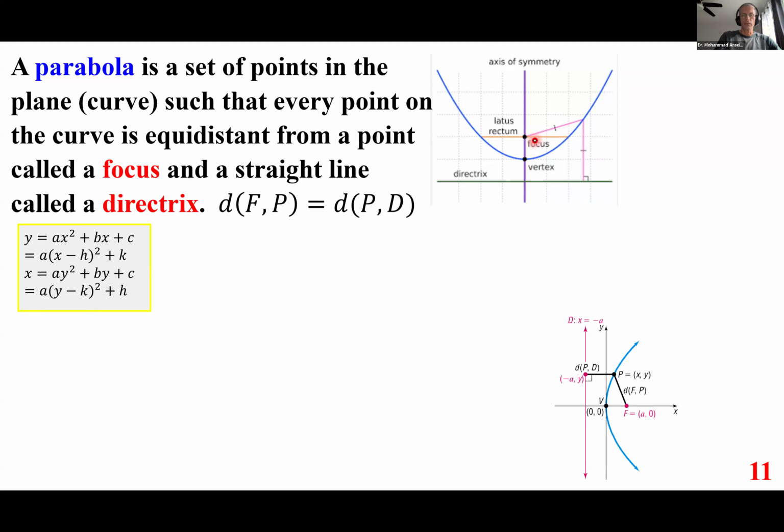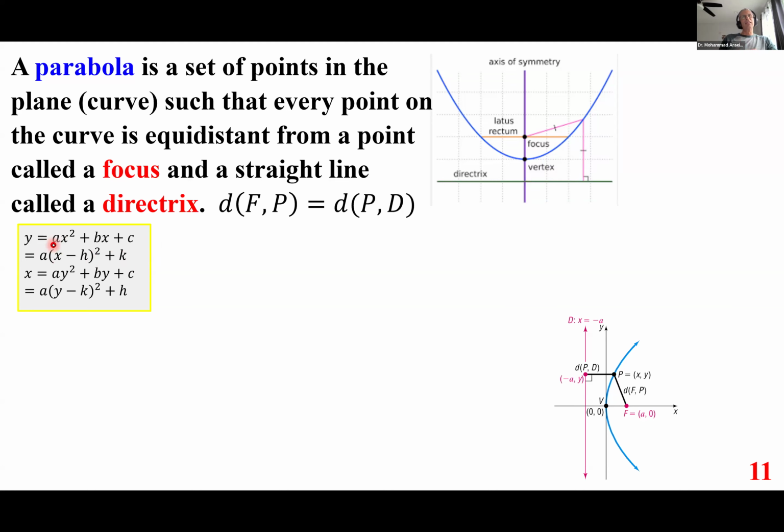Needless to say, according to this definition, the distance from here to the focus and the distance from here to the directrix must be the same. And the directrix is perpendicular to the axis of symmetry. Now, reminding you of the formulas we've seen in algebra, y equals ax squared plus bx plus c, or a times x minus h quantity squared plus k. This is the vertex format. It opens up if a is positive and down if a is negative.